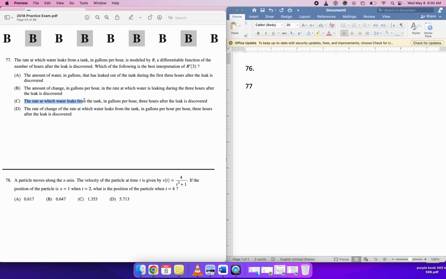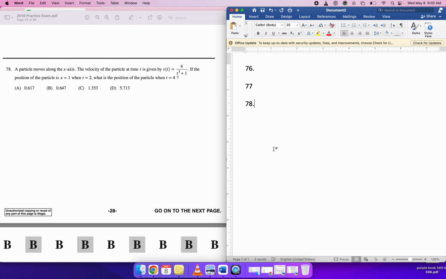C, the rate at which water leaks from the tank in gallons per hour, 3 hours after the leak. Again, no, that sounds like what R already is, right? R is already the rate at which the water is leaking from the tank. So it's probably going to be D, the rate of change of the rate at which water leaks from the tank in gallons per hour, 3 hours after the leak. Yeah, that's the one, right? It's the rate of change of the rate itself. It's the rate at which the rate of change is changing.